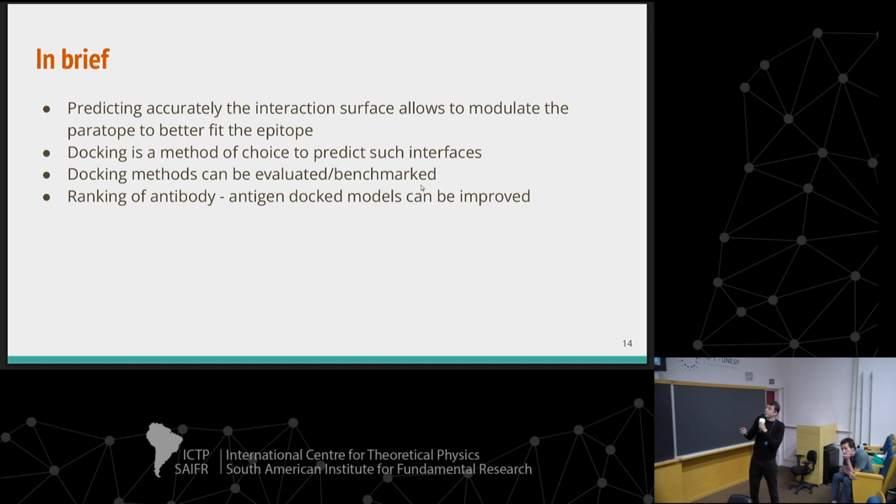So in brief, we've seen that predicting accurately the interface between an antigen and an antibody is useful for engineering, for example. Docking is a method to provide conformations, to study this interaction and to provide predictions, and we can benchmark those methods, and we saw that the ranking of these models can be improved.